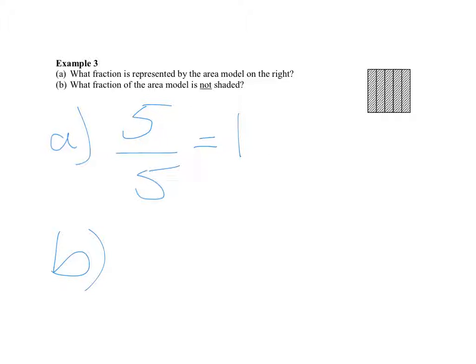B, what fraction of the area model is not shaded? Well, if you look at it, nothing. So there are no pieces that are unshaded. So 0 becomes our top, and because still for our area model it's cut into 5 pieces, that's our bottom, so our denominator.